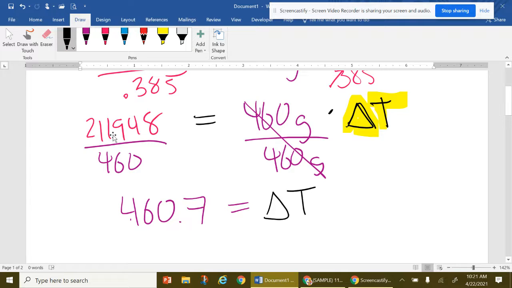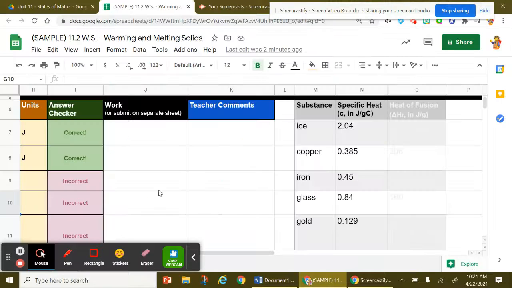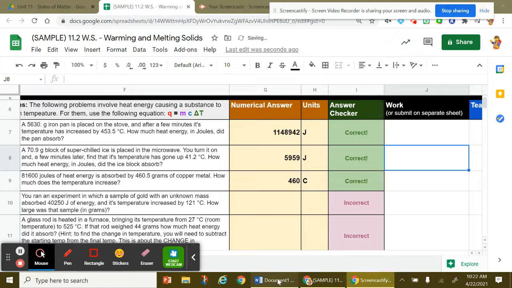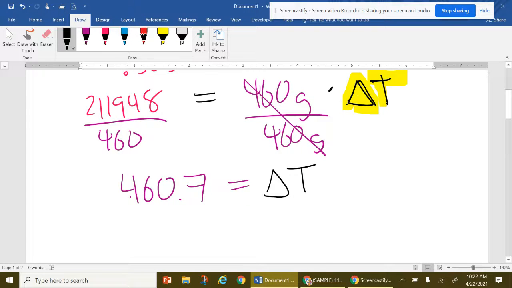Let's see if that worked. Let me plug that in. 460, did I get that right? Oh my gosh, now that was pure coincidence that happened to work out that way, guys. What do you know? 460 Celsius, that was the change in temperature, all right? So the change in temperature was 460 degrees Celsius.